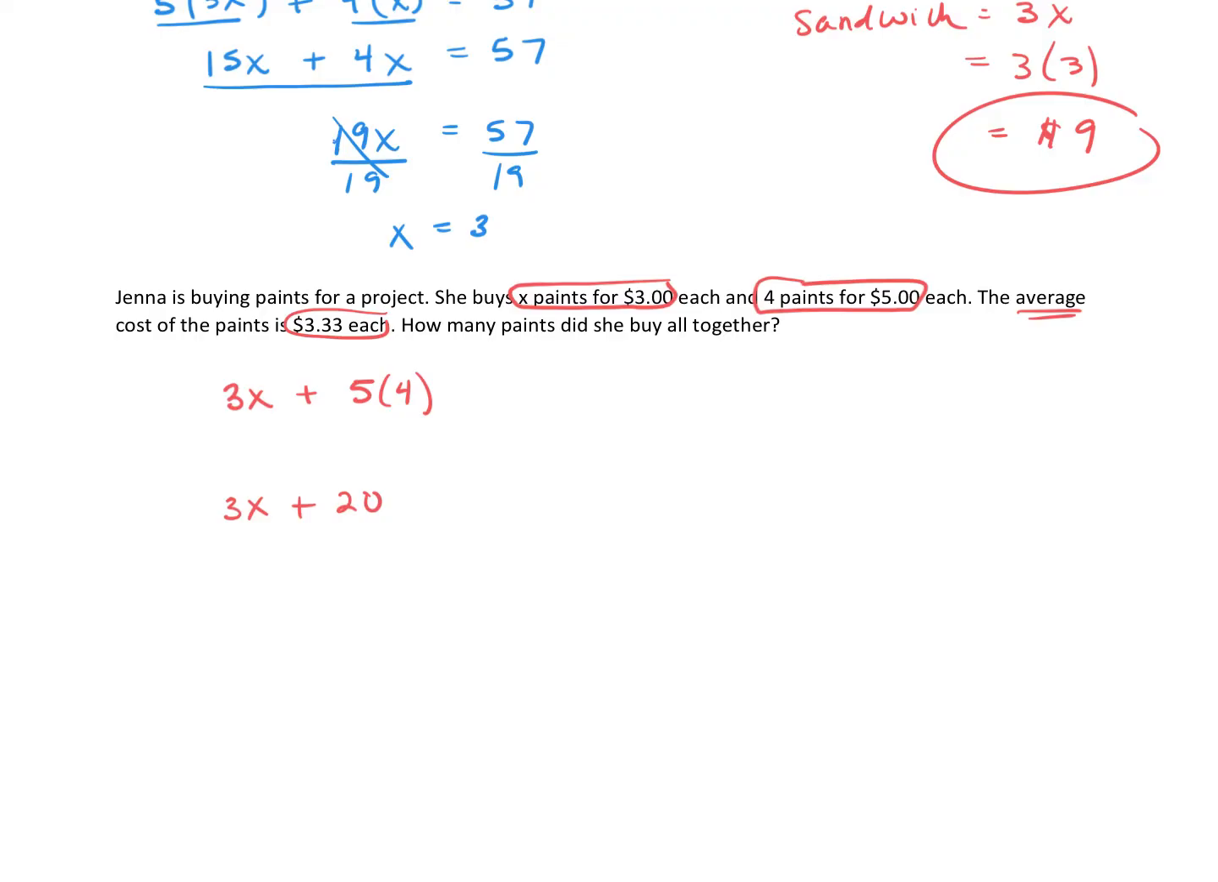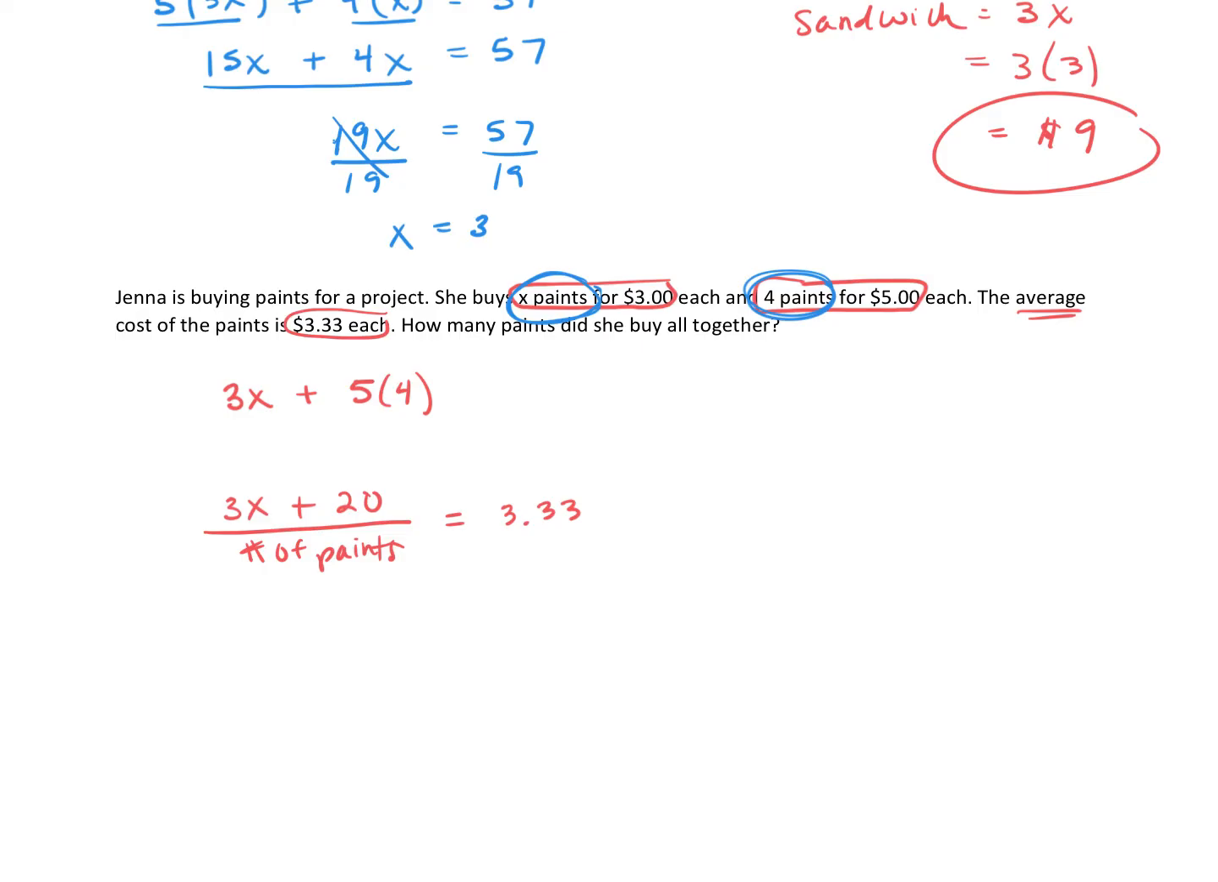So I'm just going to go ahead and divide this by the number of paints, and we'll talk about what that is. That is going to equal the $3.33. Okay, well, how many paints is Jenna buying? We know she's buying 4 paints, right? We can see right here, 4 paints, but then she's buying X paints. So we don't really have one number to write in here.